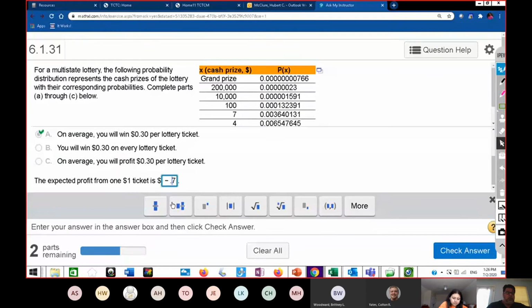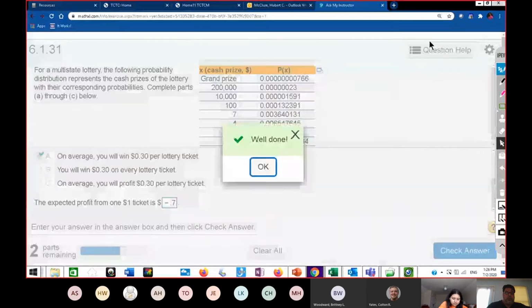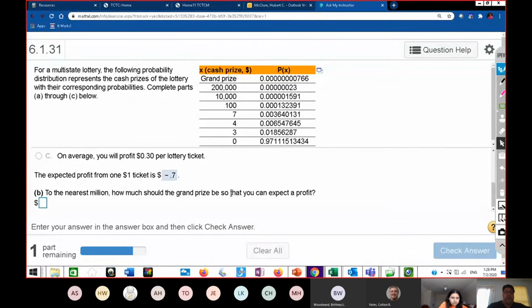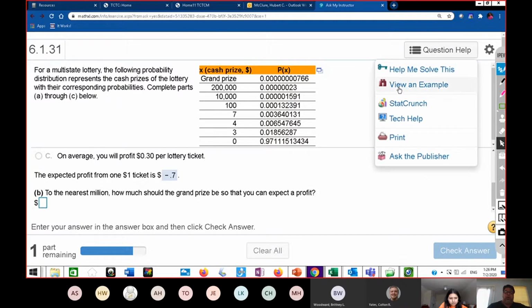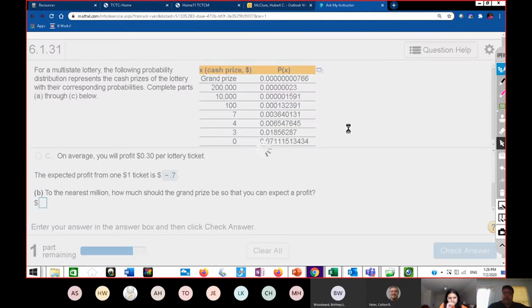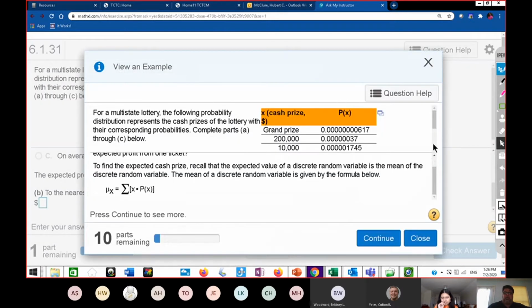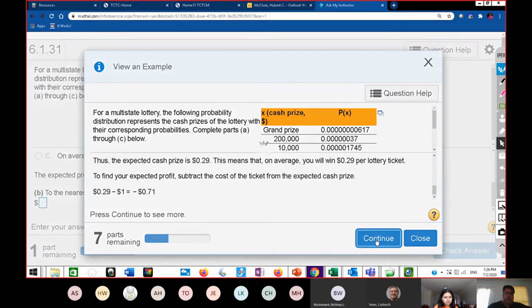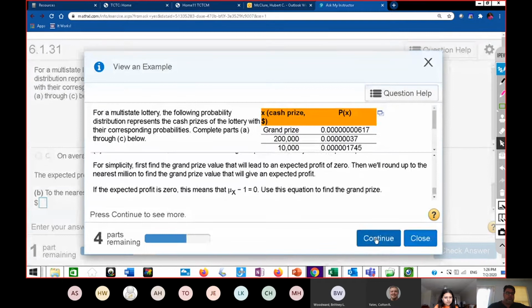And to the nearest million, how much should the grand prize be? Oh gosh, you're going to have to set that whole thing equal to, yeah, to the nearest million. How much should the grand prize be so that you can expect a profit? Well, I'm not going to write down what they do. They're going to set the whole equation equal to your outcome. Let me show you what they're doing.